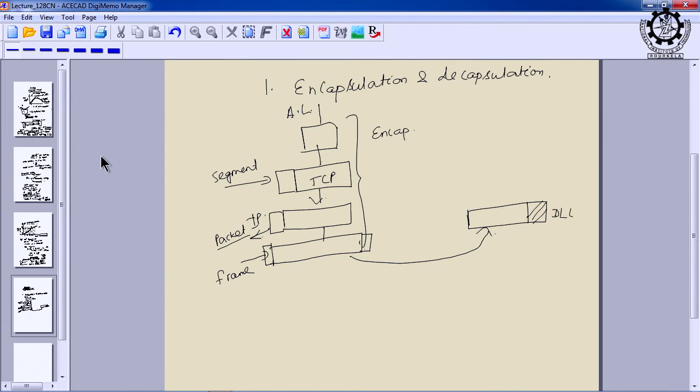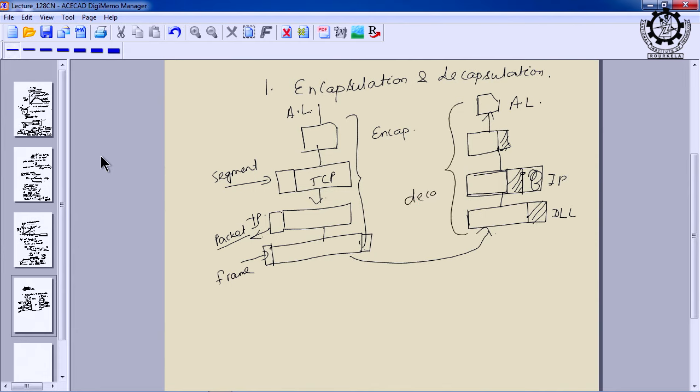of the DLL, that means the frame, and now the packet or the datagram comes to the next upper layer, that is the IP layer. When this decapsulates its own header, you have only the segment left, and this segment goes to the upper layer. Again the header is decapsulated and then it goes to the application layer, and this whole process is called decapsulation.